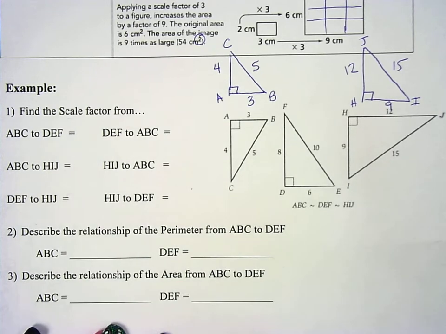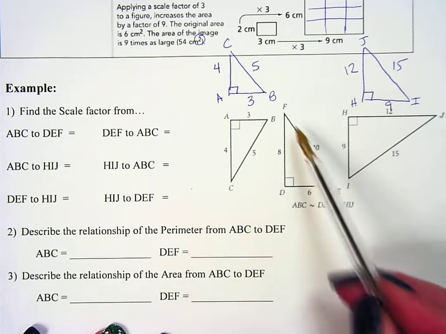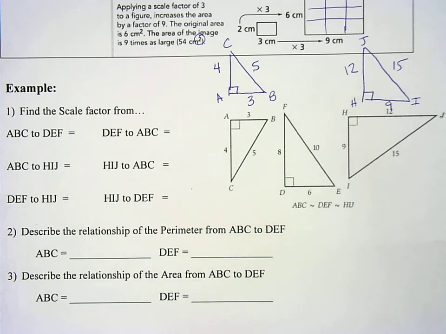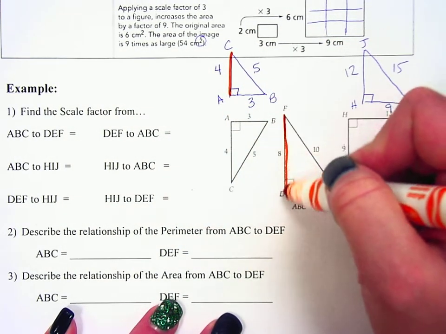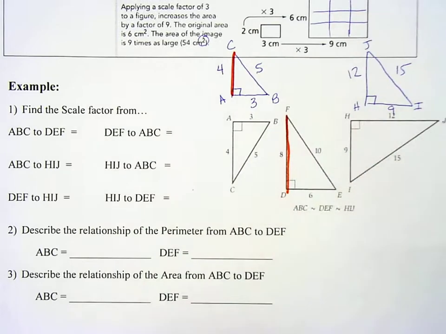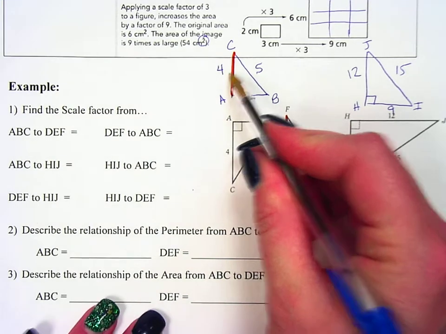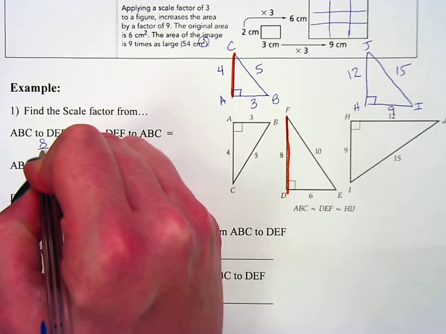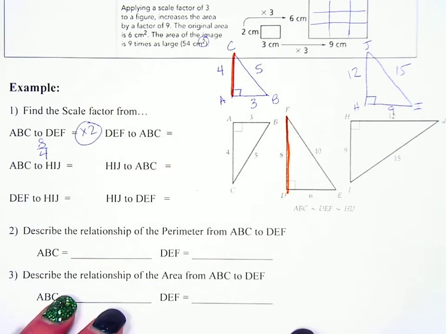Okay, so my scale factor from ABC, this triangle right here, to DEF, I'm noticing it's getting larger. I want to find two corresponding sides that match up. So let's say D to F and A to C. Those are the same corresponding sides. My scale factor is the image over the original. So my image is 8, the original one is 4. My scale factor is times 2.